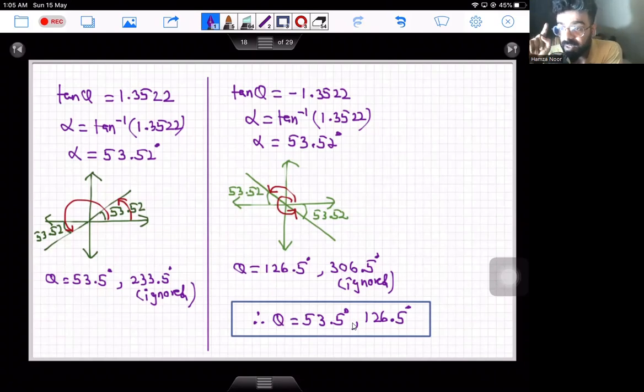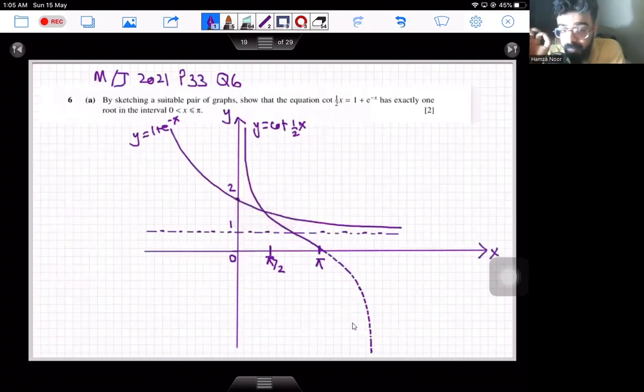But whenever you are giving your answer in degrees, by default the requirement is correct to 1 decimal place, until and unless some other degree of accuracy is specified in the question. Let's move on to the next one.